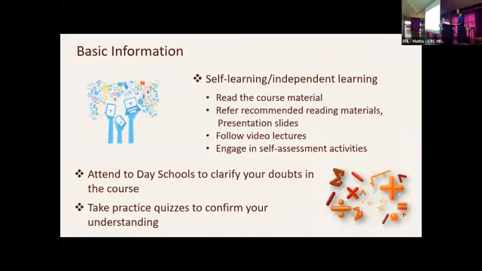And let me give some basic information not only for this course, but generally for the courses in Open University. So the method is mainly self-learning and independent learning. That means we provide you the course material, so you read it, and we give some recommended books also. You also try to refer to those things and presentation slides, and we provide you some recommended videos also. You can watch those things and engage in self-activities in your course material and the ones that we provide.